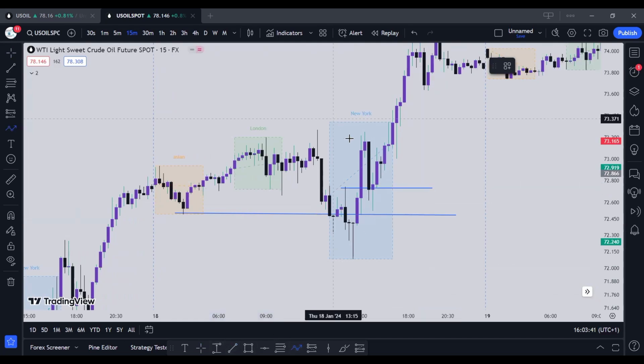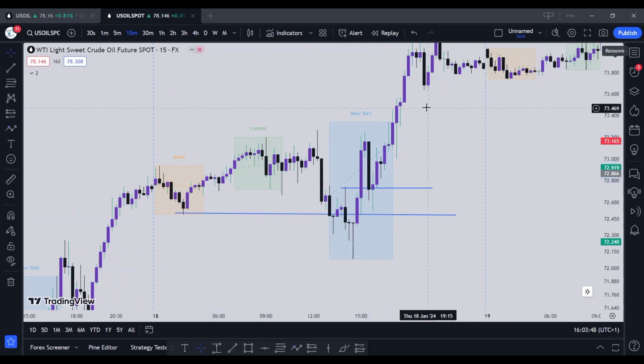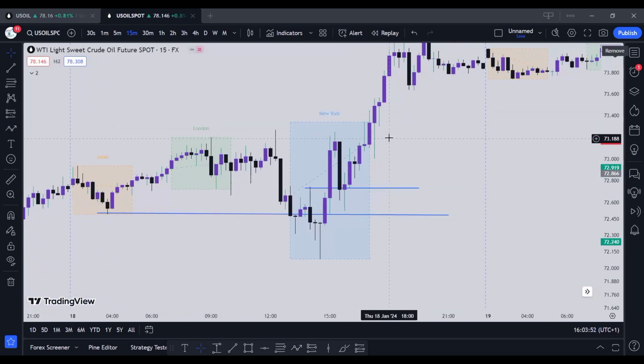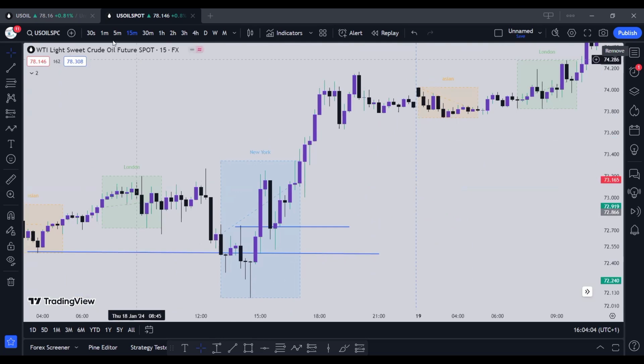Dump and pump. Now, I did not take this. I don't think I took this buy per se. I didn't take the buy because I was waiting for another bearish candle and then another pin. I didn't get this. So I think I traded another pair on this day. Yes, I traded another pair on this day. This is January 18th, Thursday.